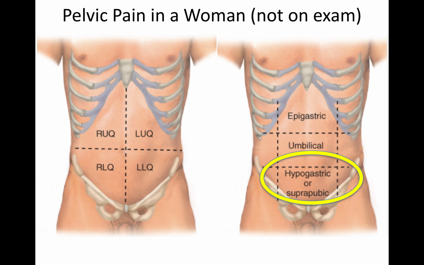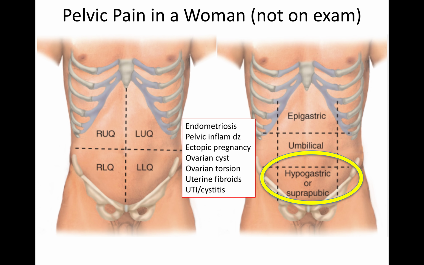But in a female patient, pelvic pain in that whole area can be a lot of different things. We talked about endometriosis already. Pelvic inflammatory disease, or PID, can be an ascending infection of gonorrhea or chlamydia, which can affect the fallopian tubes. Ectopic pregnancy is definitely something that is a cause of pain in the pelvis. Ovarian cyst, ovarian torsion, uterine fibroids, we already talked about in UTI.